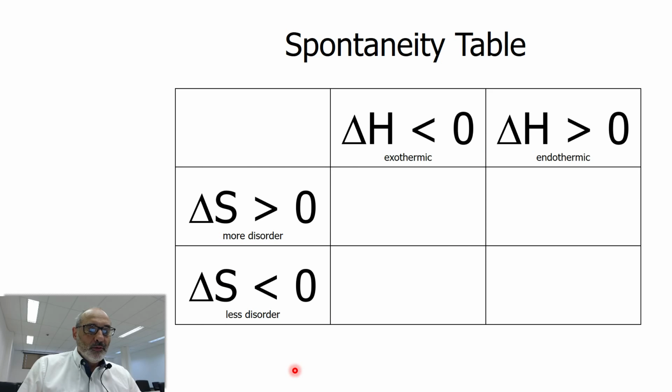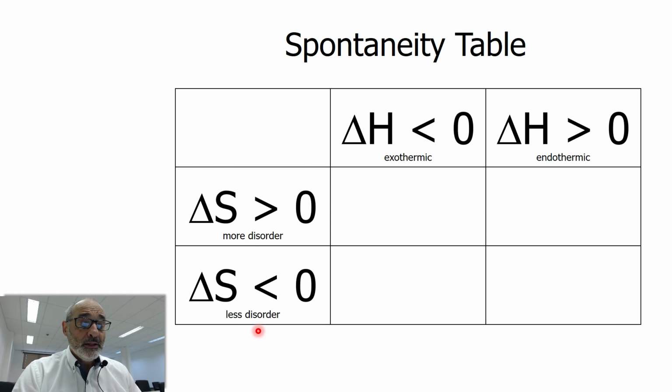So, let's now try to build a spontaneity table, given that we have all these assumptions and conclusions, in terms of combinations of being exothermic or endothermic, or having more disorder or less disorder in the process. Let's try to fill this table, and then we are going to propose a definition of what we are calling Gibbs free energy, a measure of the spontaneity of the process.